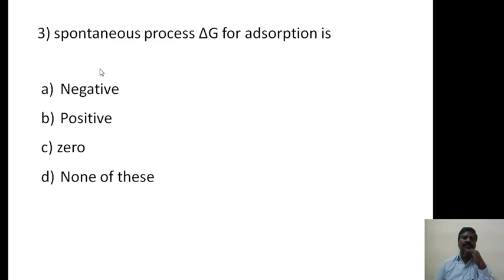Then the third question: for a spontaneous process, delta G for adsorption is: A, negative; B, positive; C, zero; D, none of these. I will give just 10 seconds. Choose the correct option.